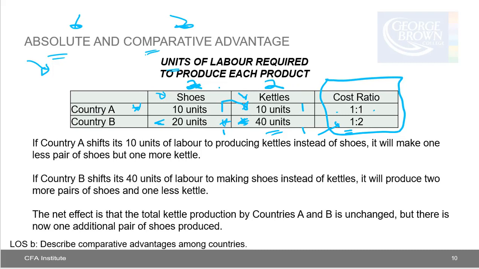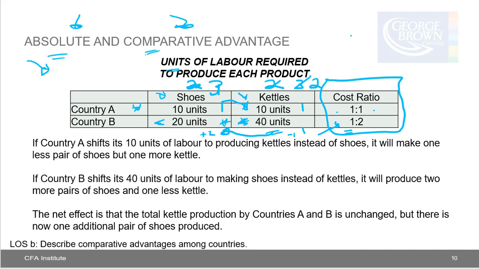So this will go down now to 1 pair of shoes, it's just in country B, but now we're going to be at 3 kettles, okay? Now if country B shifts its 40 units of labor to making shoes instead of kettles, it'll produce 1 less kettle. So we're going to shift these 40 units over here. So we're going to make 1 less kettle. So we're back to the 2 kettles, but we're going to be able to make 2 more pairs of shoes. So we're at 3 pairs of shoes, okay? So that's minus 1 kettle, plus 2 pairs of shoes.